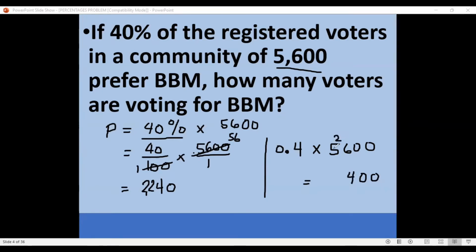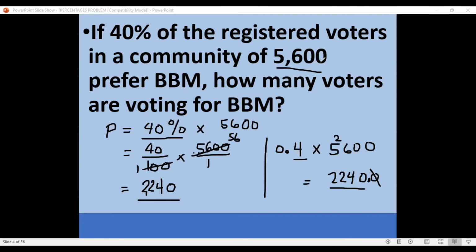You have to regroup 2. 4 times 5 is 20, plus the 2 is again 22. And now there is one decimal place, so it's just proper that you do the same thing in the product. So resulting now to 2,240, because that 0 here is already meaningless. You can just drop that. Therefore, you have the same answer, which is 2,240. That is now the 40% of the 5,600.